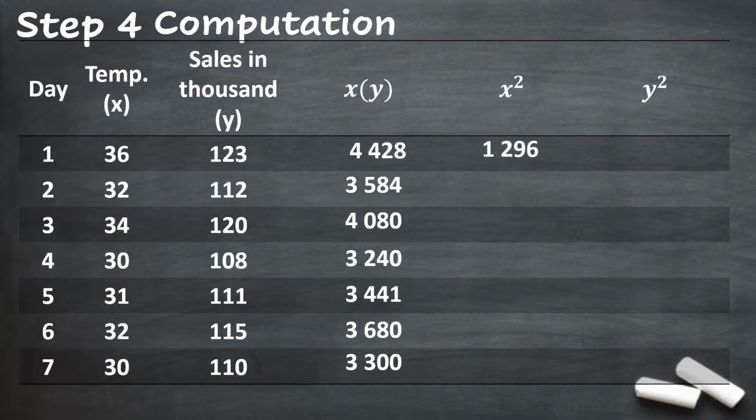Next, the second x value is 32. So 32 squared, or 32 times 32, is 1,024. And then for the third value of x, we have 34. So 34 squared is 1,156. Squaring all the numerical values in the x column, we will have the remaining values of x squared as this.